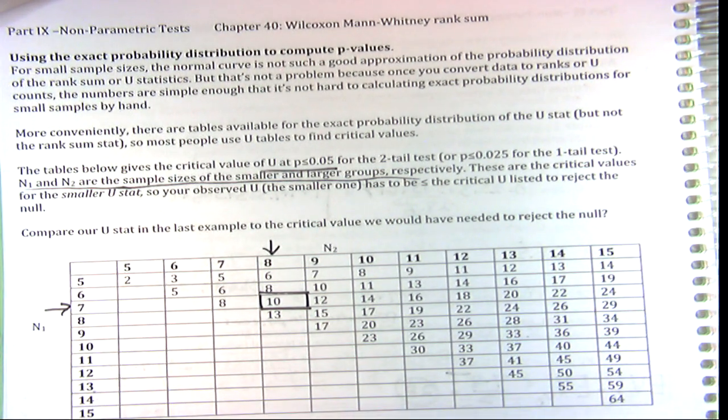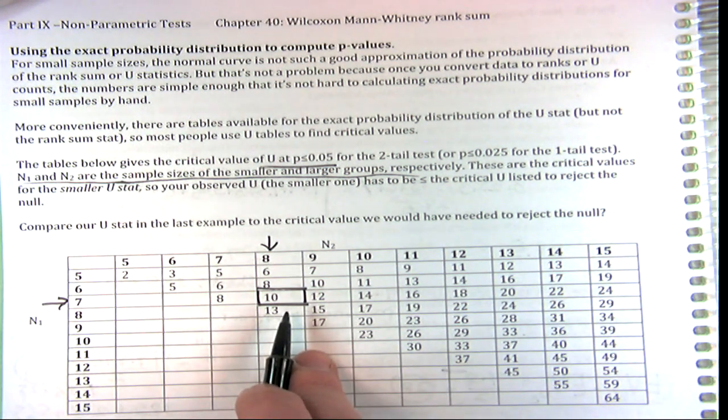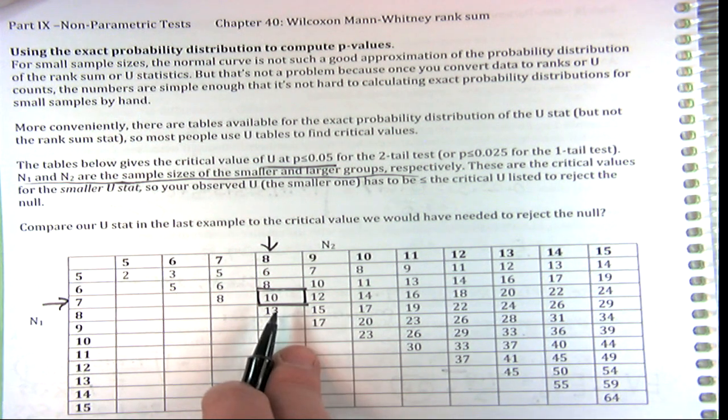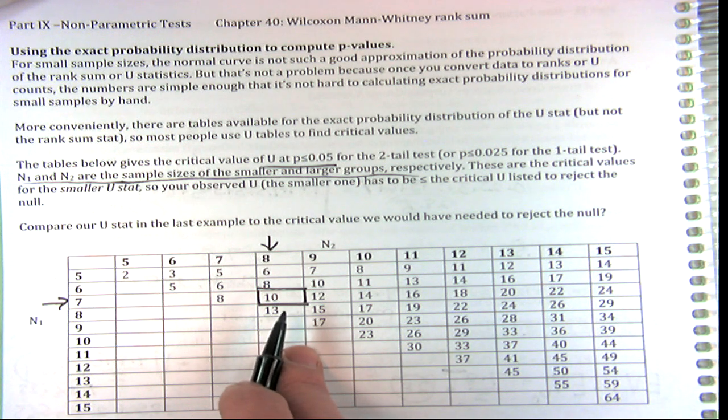And these are the critical values for the smaller one. It's symmetrical. They're just using this for the smaller one. So if the U statistic for our smaller group is less than this, then we'll reject the null. Ours is a lot greater. So let's write that down.